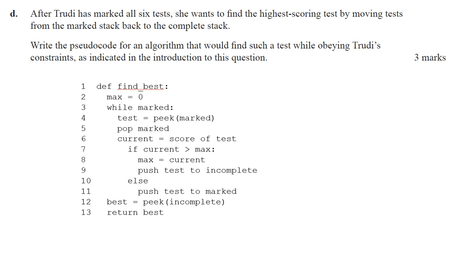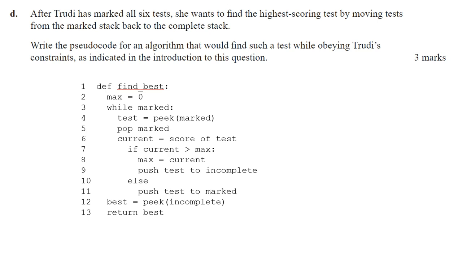And lines 7 to 9, or 7 to 11, is a fairly standard way of finding the maximum of something. If the thing we've got now is bigger than the maximum, then we set the maximum to the thing we've got now. And in this case, on line 9, I've pushed the test to the incomplete pile. If you look at the VCAA exam report, they put it on the table, but this is also fine. Otherwise, we push the test to the marked pile.